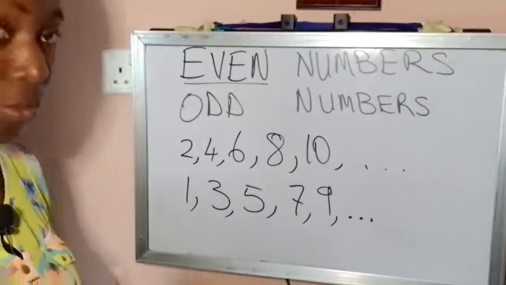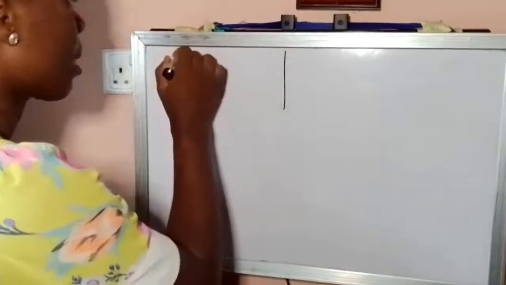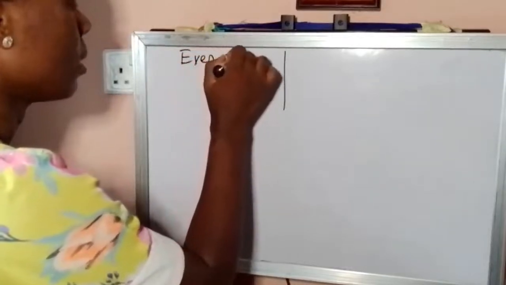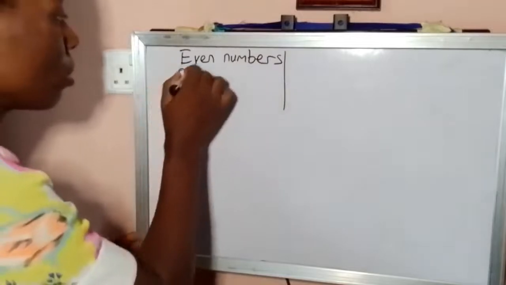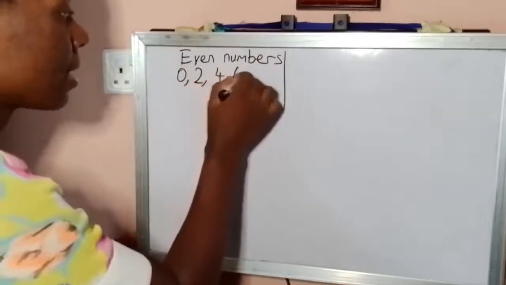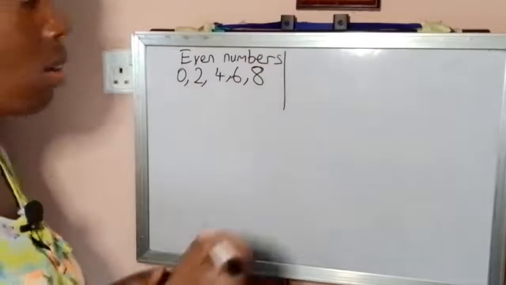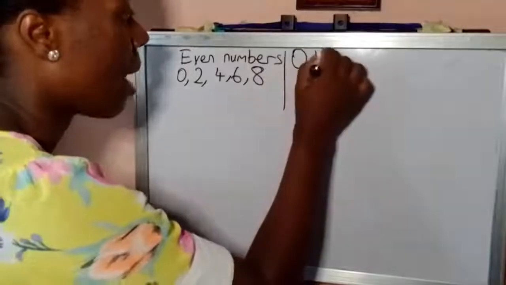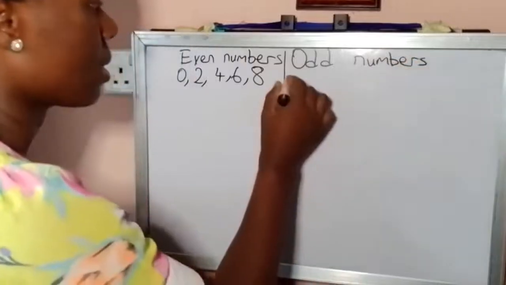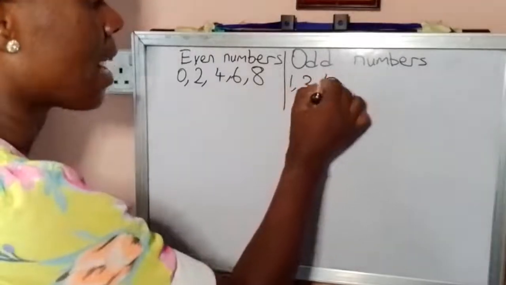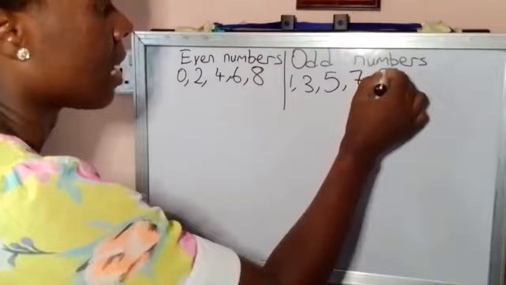So how do we identify even numbers and odd numbers? It's very simple. Even numbers can be identified when they end with numbers 0, 2, 4, 6, and 8. On the other hand, odd numbers are identified when they end with numbers 1, 3, 5, 7, and 9.